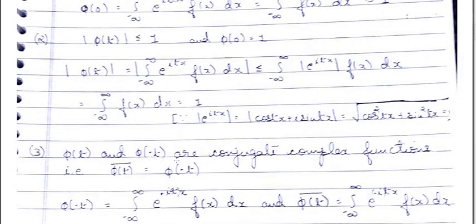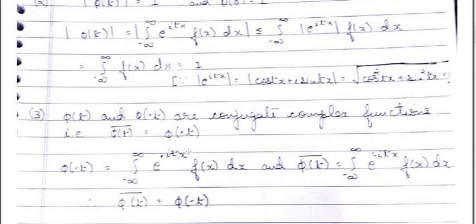So phi t and phi of minus t are conjugate complex functions, that is phi bar t equals phi of minus t. That means phi of minus t is equal to the integral from minus infinity to plus infinity, because if we put minus t in place of t, this is nothing but e raised to minus itx fx dx, right? And phi bar t is equal to the integral of x t bar, which is minus infinity to plus infinity e raised to itx fx dx, right?